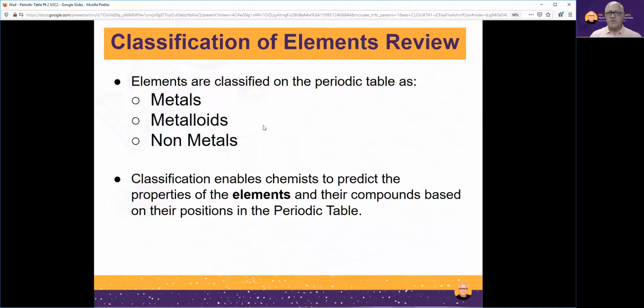So let's review the classification of elements. Elements are classified on the periodic table as metal, metalloids, and nonmetals. And the classification enables chemists to predict the properties of the elements and their compounds based upon the position in the periodic table.